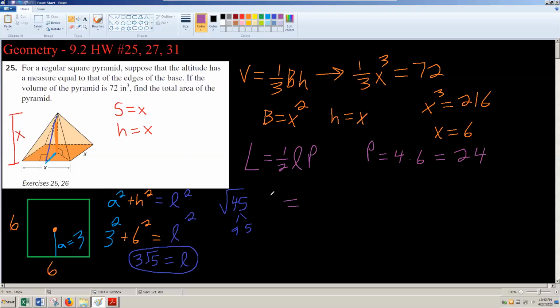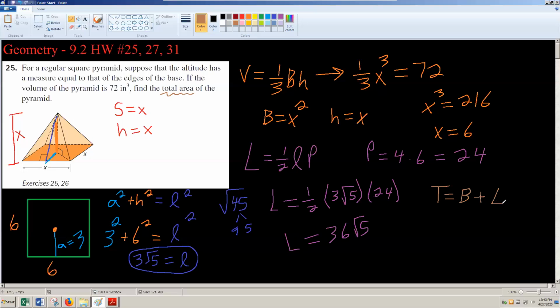So now I'm going to say my lateral area is going to equal 1/2 times 3 root 5 times 24. 24 times 1/2 gives me 12, times 3 gives me 36, and then root 5. So that's my lateral surface area. The question is asking me for my total surface area. Total surface area for a pyramid is going to include one base plus the lateral surface area.